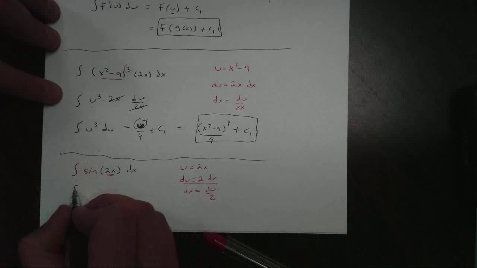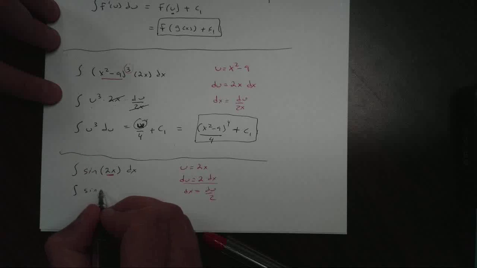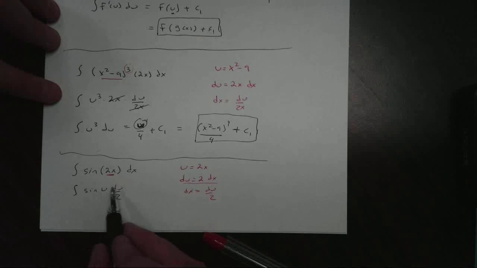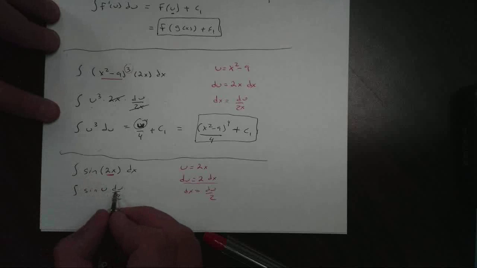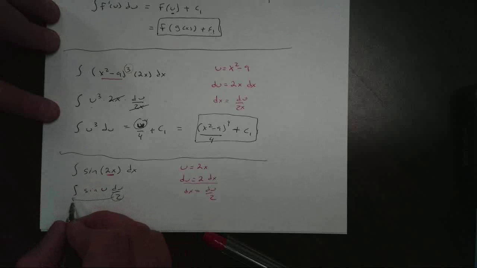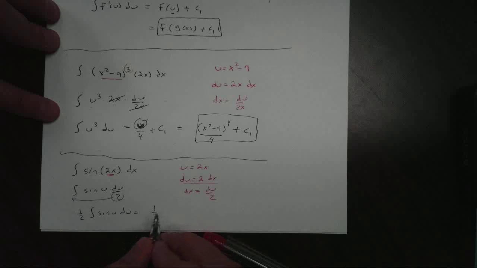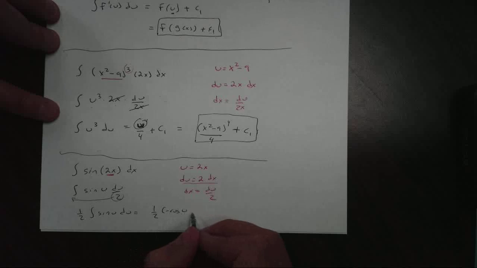Now what you're going to notice on this one, we're going to get the sine of u du over 2. The 2 doesn't cancel with anything. But it's okay, there's no variable there. If I look, there's only one variable, just u. But the 2 I can bring out to the front. I get 1/2 the sine of u du. And this becomes 1/2. What function's derivative is sine? Very good. Negative cosine of u plus c1.